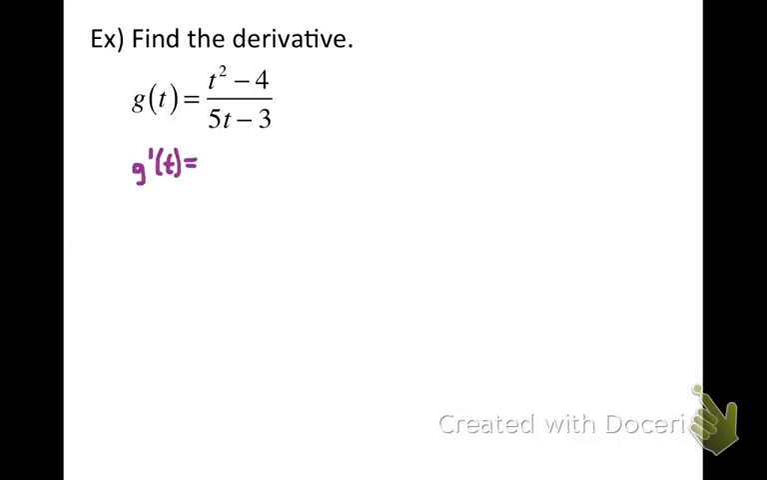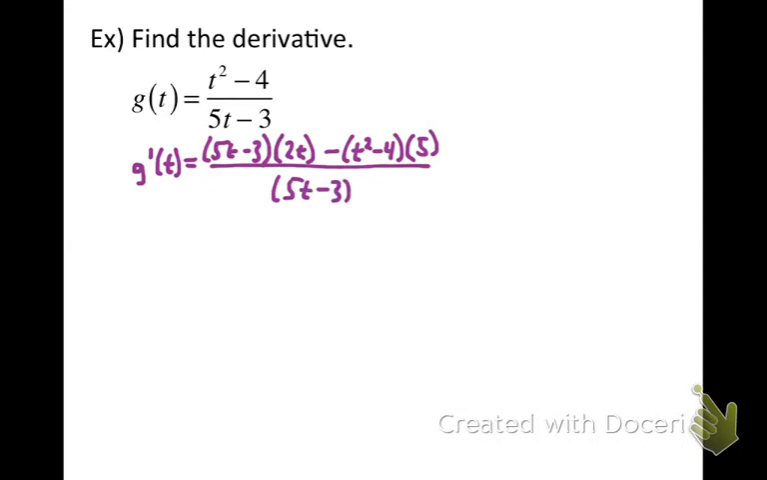So g prime of t would equal low d high. That's going to be 5t minus 3. All right, that's the low, times the derivative of the higher function, and the derivative of t squared minus 4 is simply 2t, minus high d low, so write the higher function as is, t squared minus 4, times the derivative of the lower function, derivative of 5t minus 3 is 5, over low low, which then would just be 5t minus 3 squared.